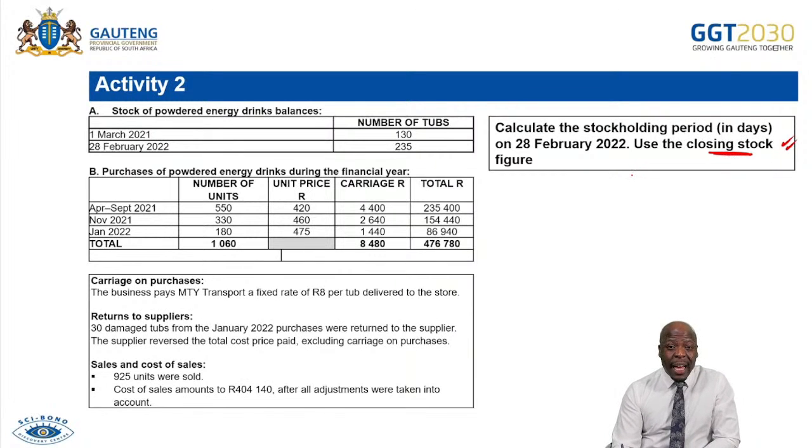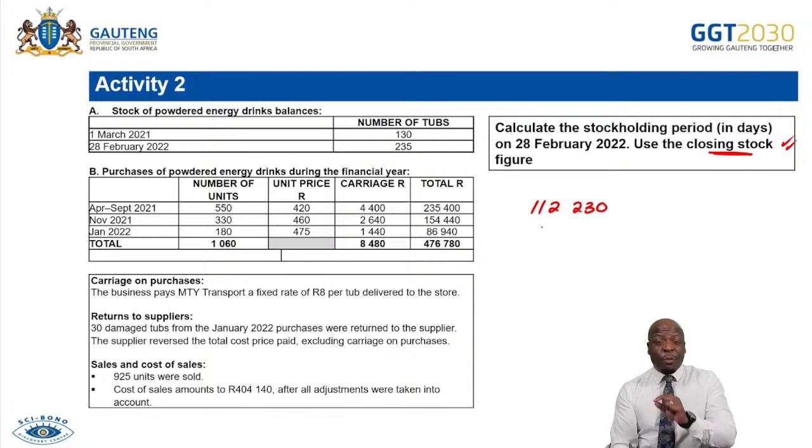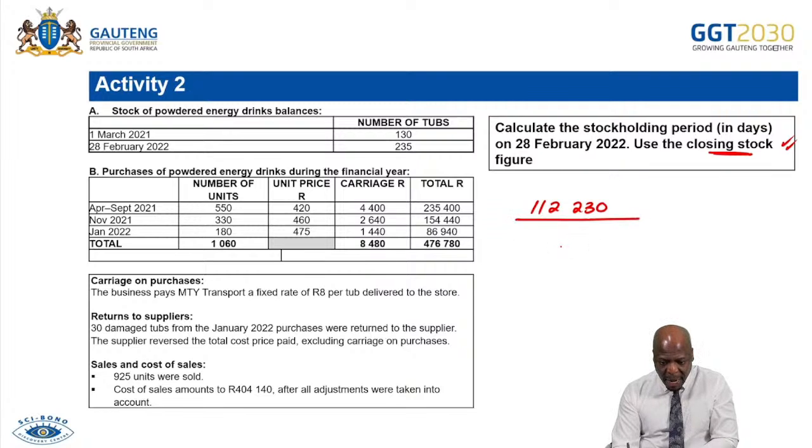Who still remembers the value of our closing stock? It was 112,230. So instead of putting our average stock, we're just going to put the closing stock, and then we divide it by our cost of sales. There is our cost of sales. Our cost of sales amounted to 404,140.